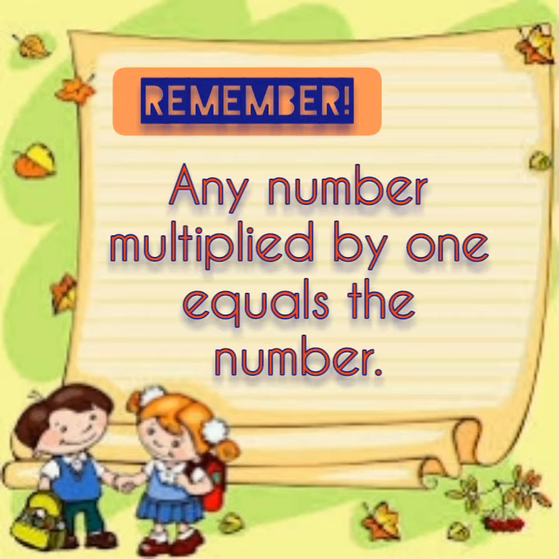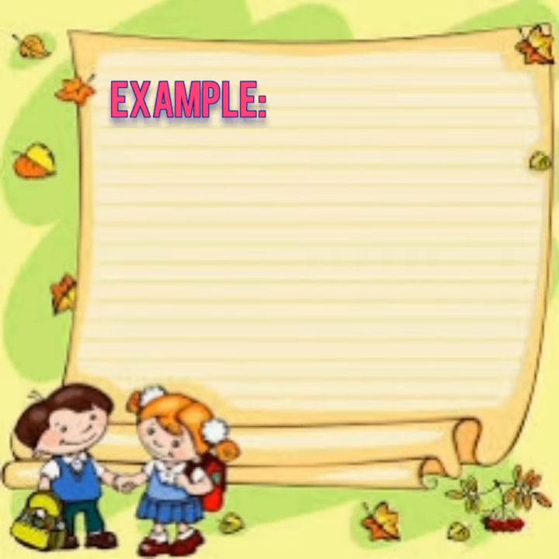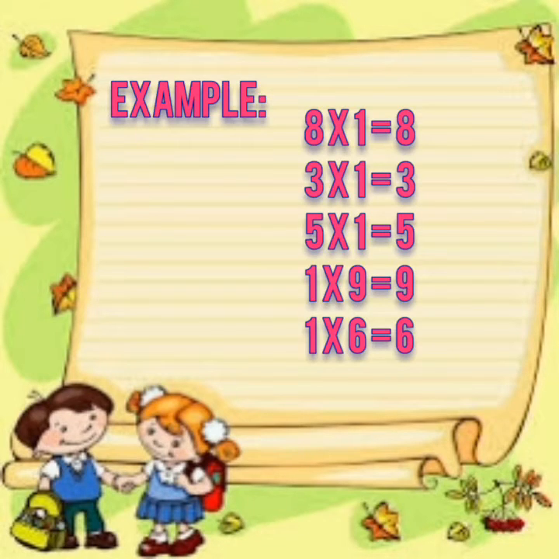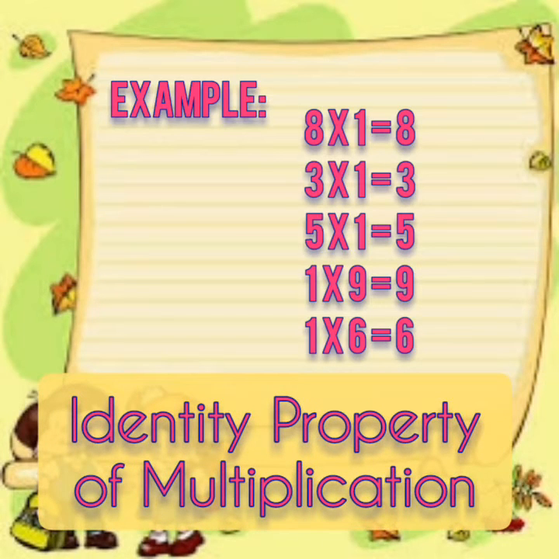Remember also that any number multiplied by 1 equals the number. Example, 8 times 1 equals 8. 3 times 1 equals 3. 5 times 1 equals 5. 1 times 9 equals 9. 1 times 6 equals 6. Kahit anong i-multiply mo sa 1, ang sagot ay hindi 1, kundi ang isang numero. Ito ang tinatawag na identity property of multiplication.